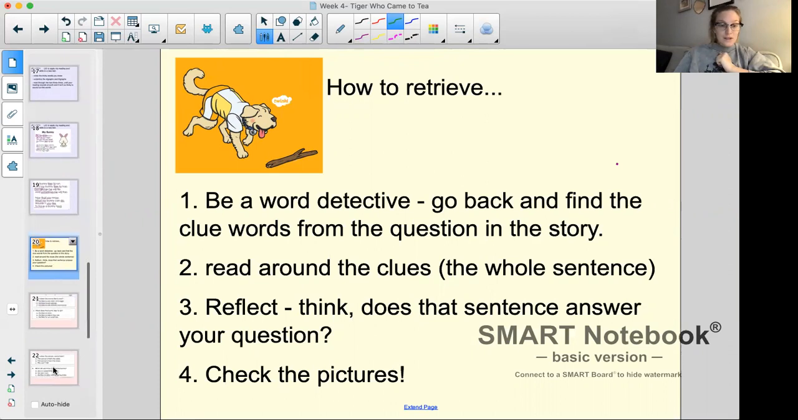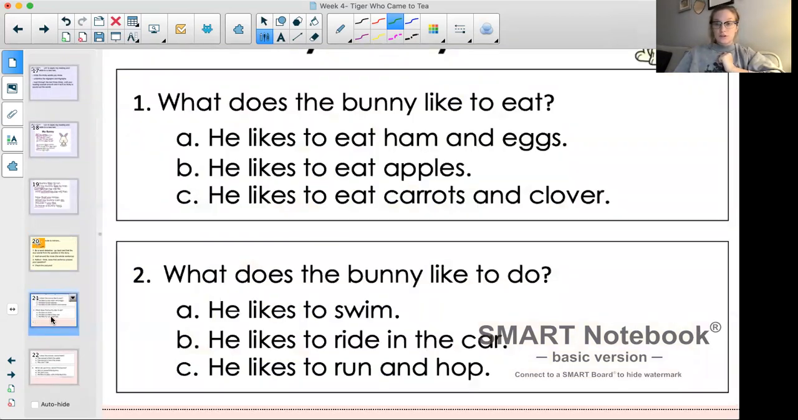So now we've got 4 questions for you to do independently. And remember, you don't need to write the question down. You just need to write the answer down. So number 1, what does the bunny like to eat?